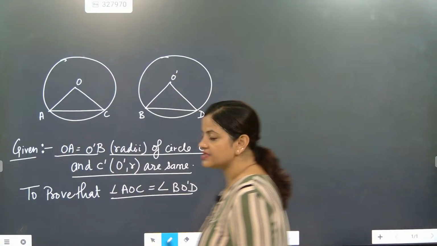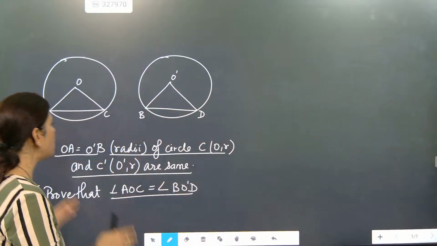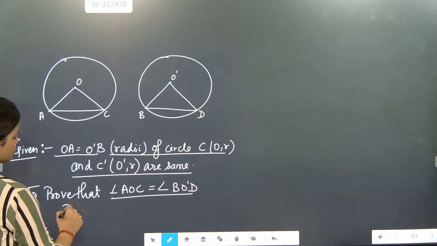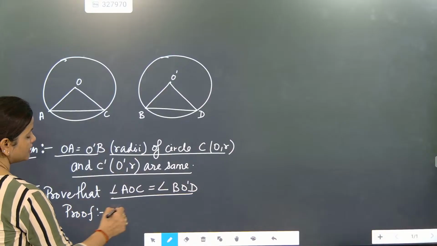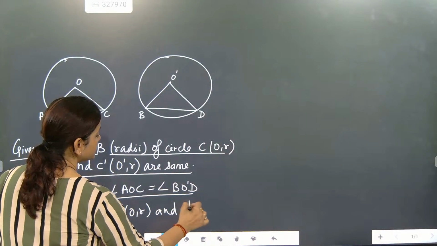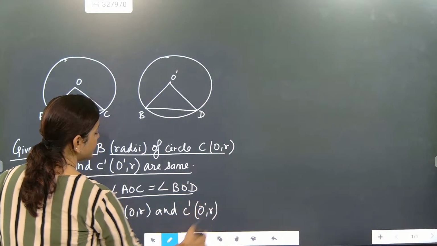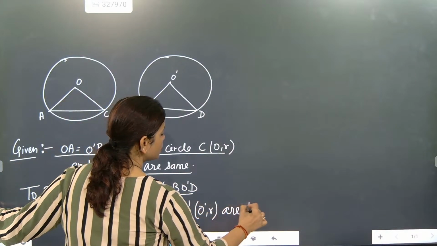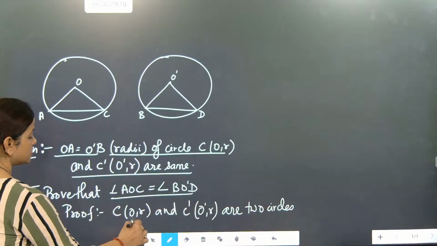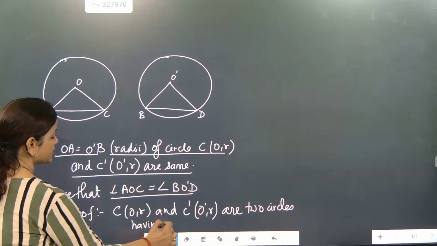Now when their radii are equal, what next work do you have to do? Our work is to prove that. So we will start with the proof. We will say the circle with center O and radius R, and this with center O dash and radius R, are two circles having the same radius. Understood?